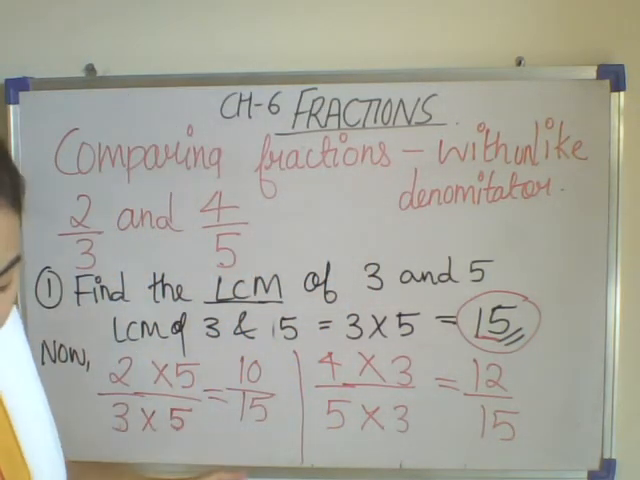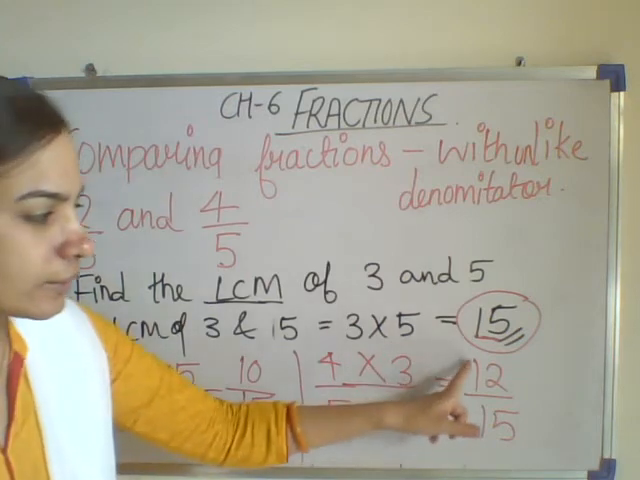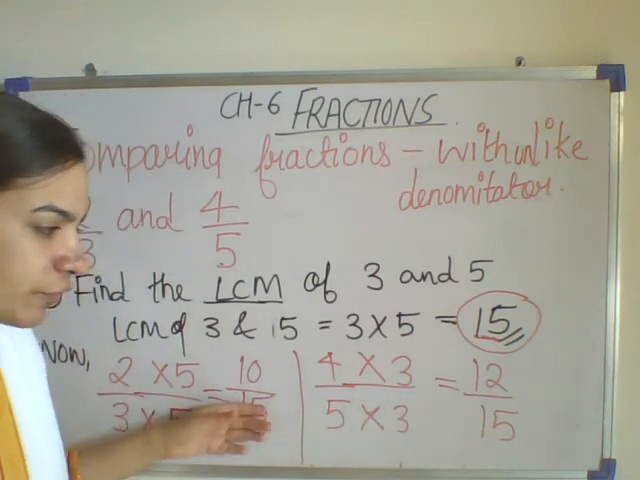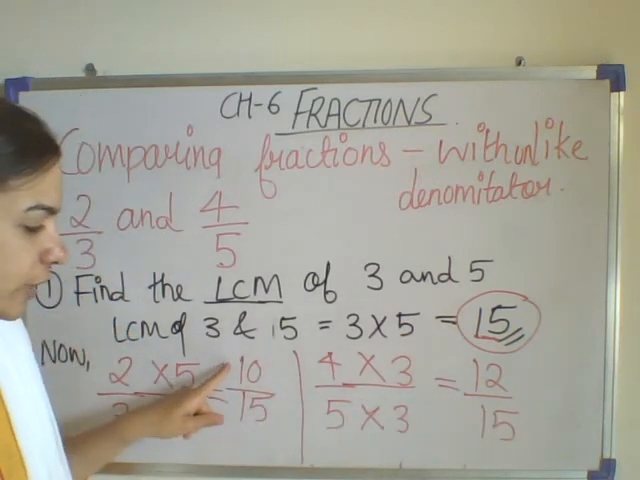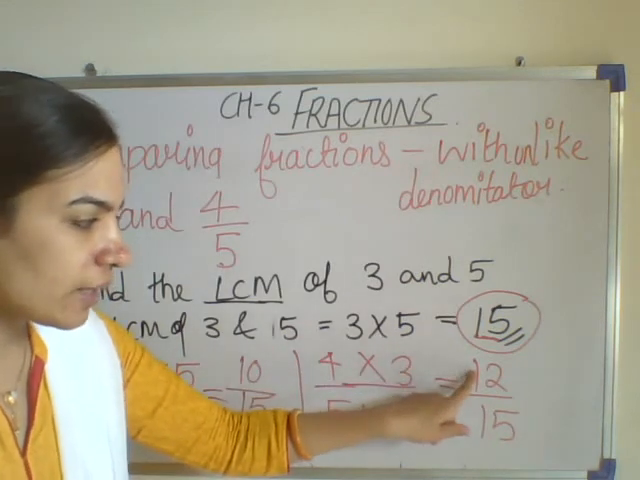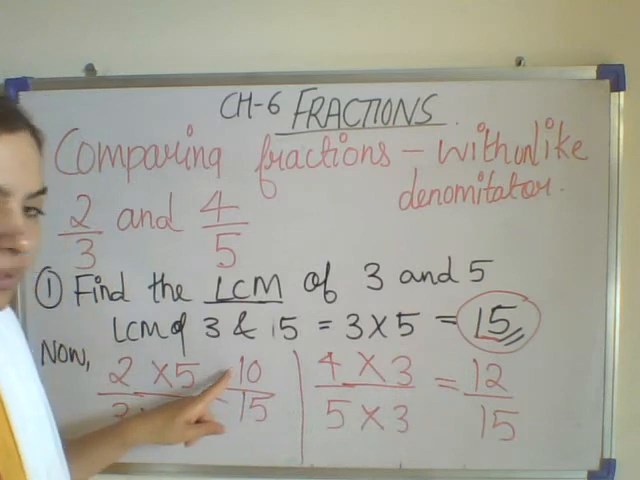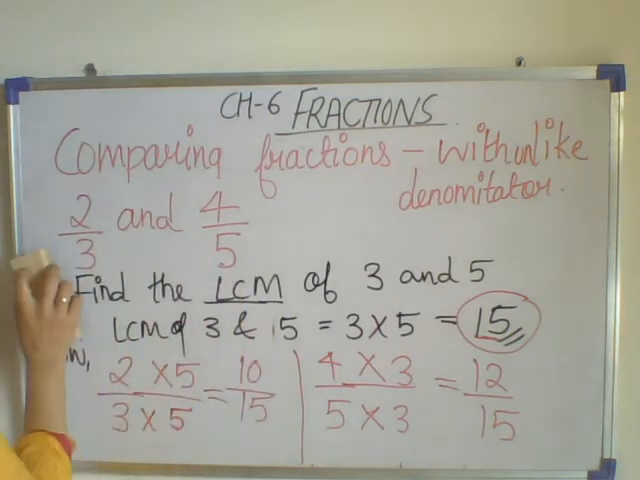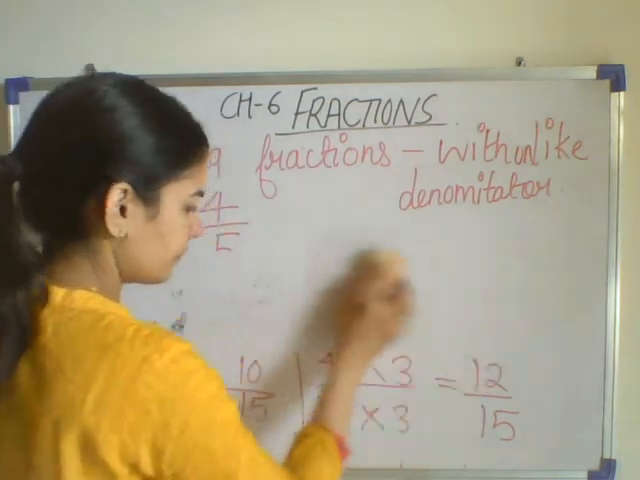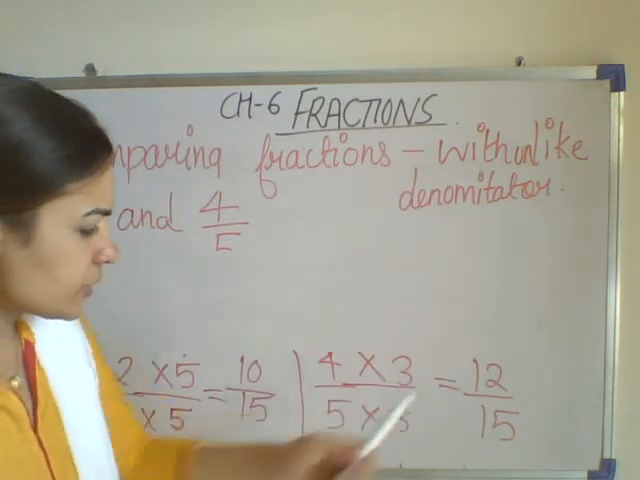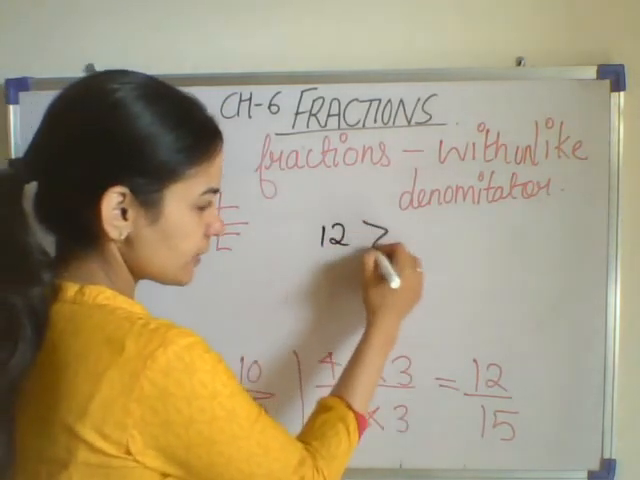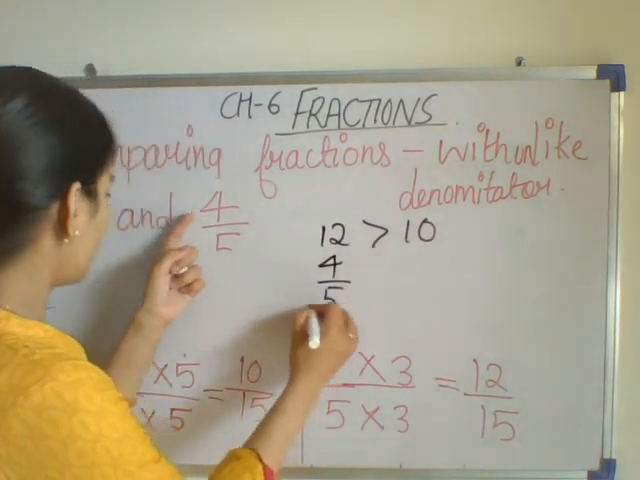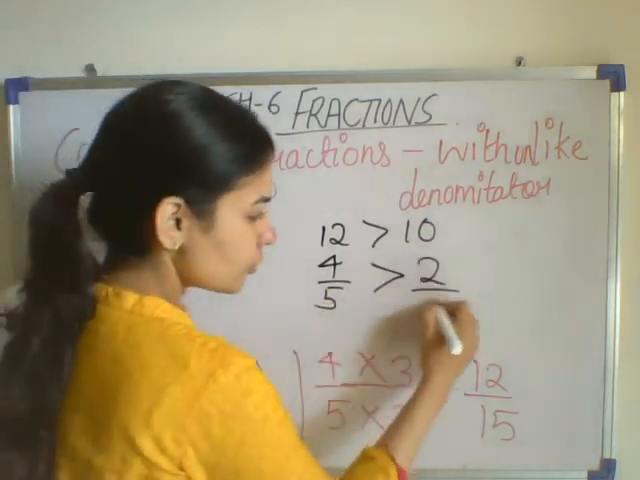Now look at both the numbers. One is 10 by 15 and the other is 12 by 15. The denominators are equal, 15 and 15. Look at the numerator: this is 10 and this is 12. So 12 is greater than 10. I am writing here, this 12 is greater than 10. So this 4 by 5 is greater than 2 by 3.